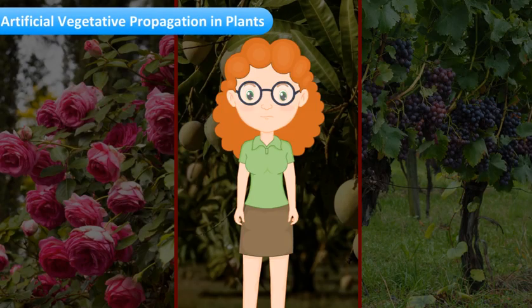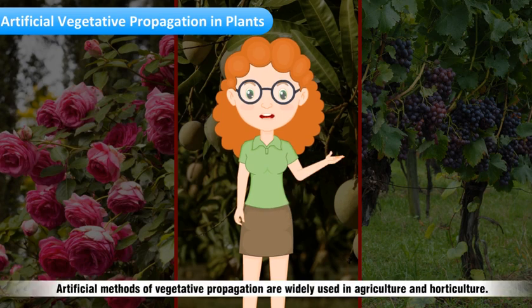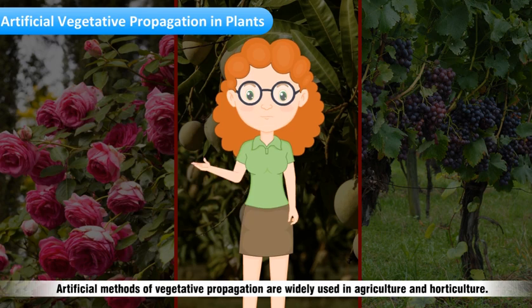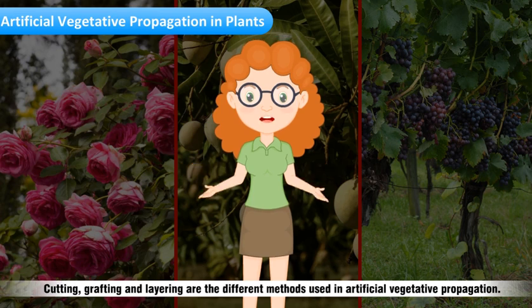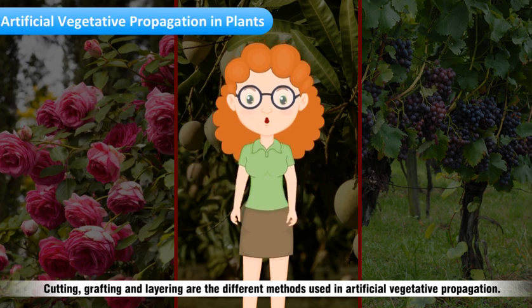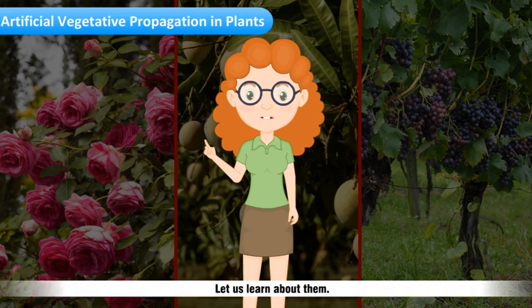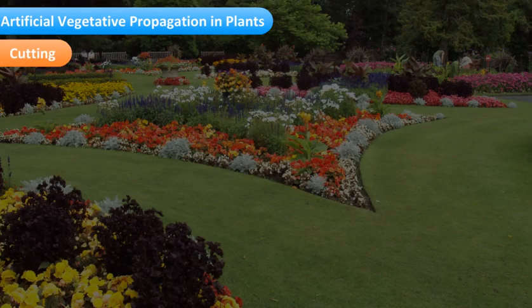Artificial vegetative propagation in plants. Artificial methods of vegetative propagation are widely used in agriculture and horticulture. Cutting, grafting, and layering are the different methods used in artificial vegetative propagation. Let us learn about them.